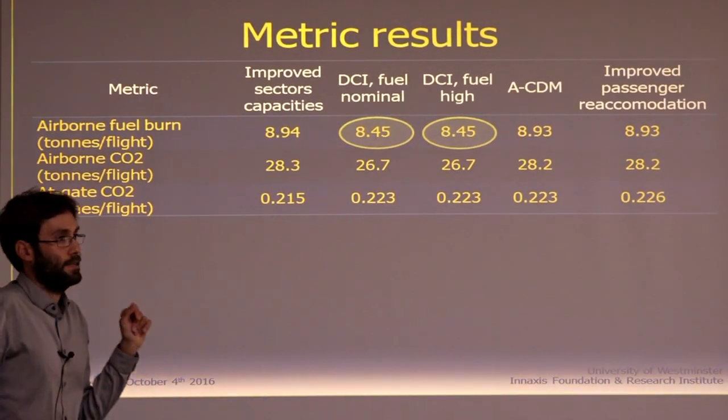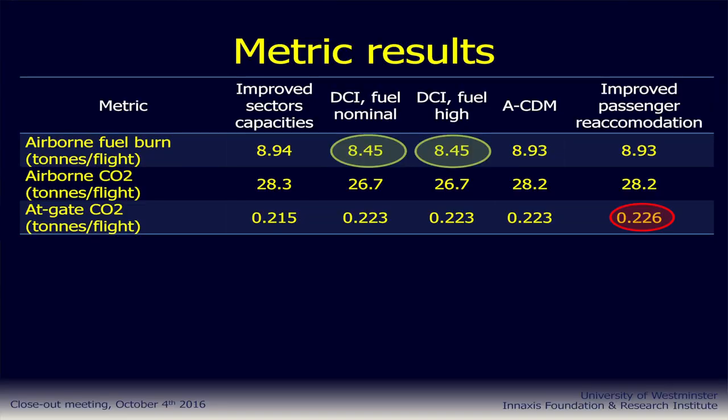But when we look at the at-gate emissions, once again, the improved passenger reaccommodation is the one with the higher value, and that's because you have the planes waiting for the connecting passengers, so there are more emissions produced while those planes are on the ground.